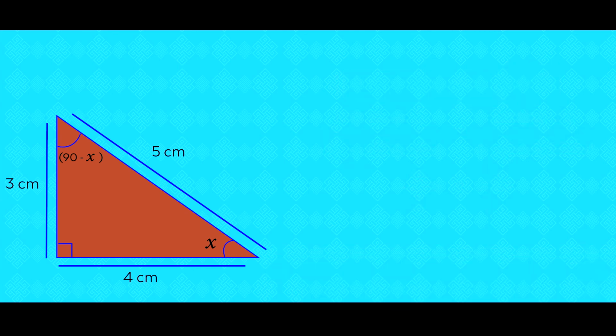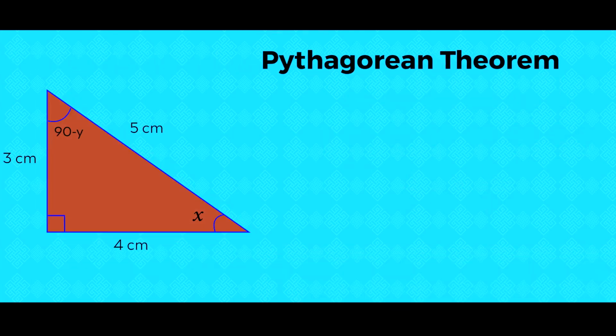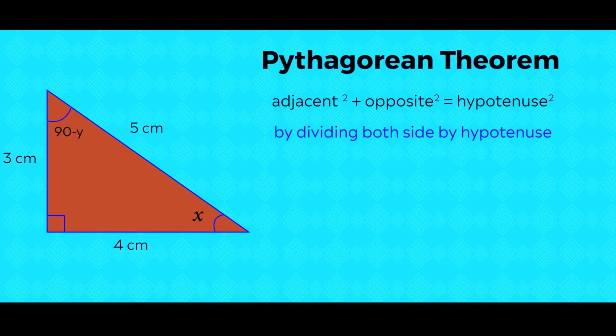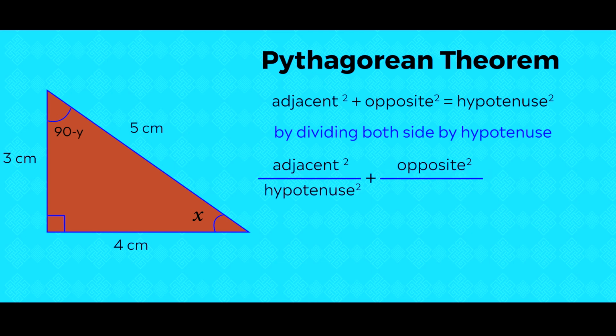For the third relation, we use the Pythagorean theorem. As we all know, the Pythagorean theorem says adjacent square plus opposite square is equal to hypotenuse square. Let us now divide both sides of this Pythagorean theorem by hypotenuse square. Upon division, we get adjacent square divided by hypotenuse square plus opposite square divided by hypotenuse square, that equals hypotenuse square divided by hypotenuse square.